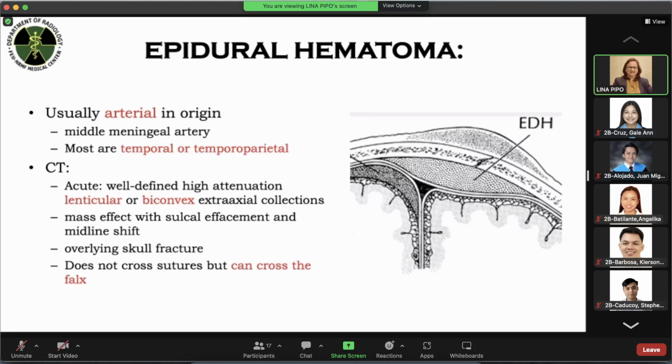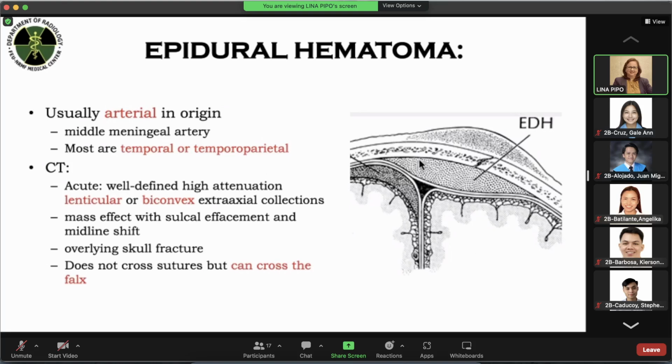And most are in the temporal or temporoparietal area or region. In CT scan, it is a well-defined, high attenuation, lenticular or biconvex extraaxial collection. There will be mass effect with sulcal effacement and midline shift. There is sometimes an overlying skull fracture, but it may also occur from stretching and tearing of meningeal arteries without associated fractures. It does not cross sutures, but it can cross faults.